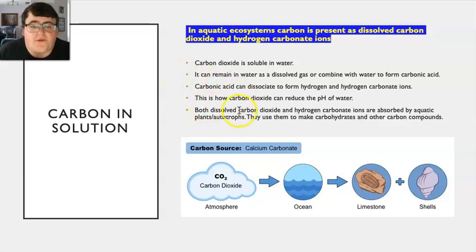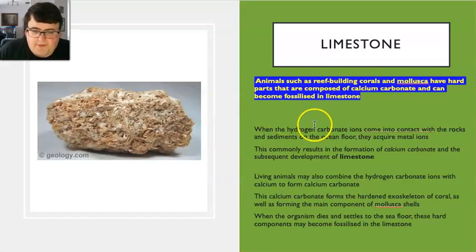Both dissolved carbon dioxide and those hydrogen carbonate ions can be absorbed by aquatic plants or aquatic autotrophs, which they'll then use to make carbohydrates and other carbon compounds. And we're even going to talk about in the next slide how some animals will use this to create limestone and shells. So mollusks will create shells. That's what we're going to talk about here.